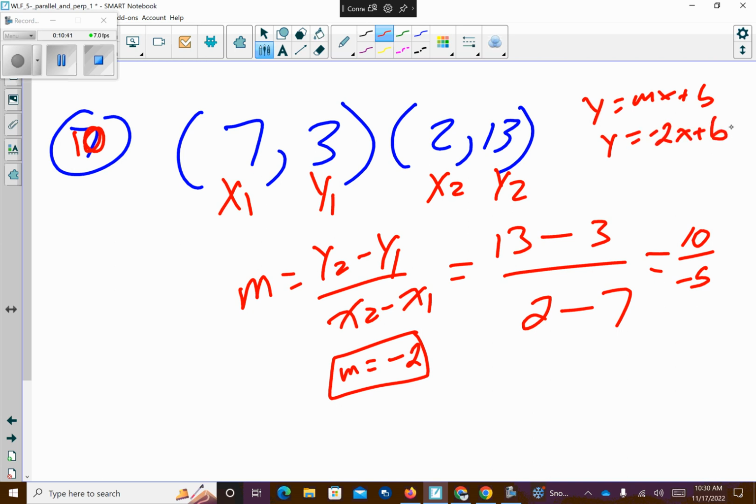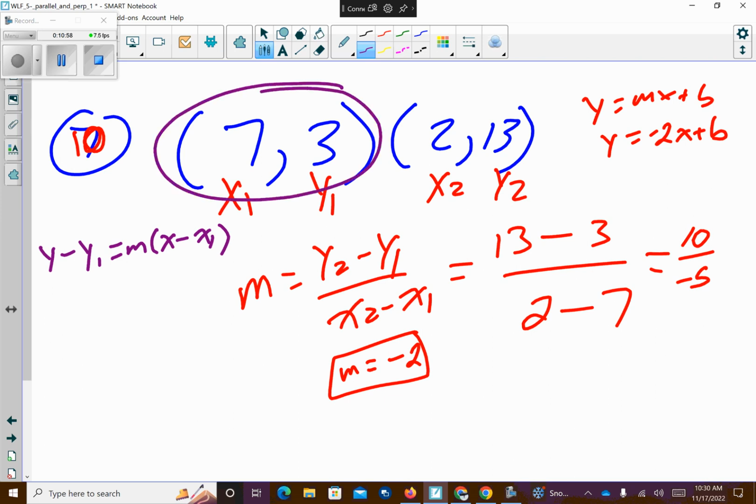Neither of those were the y-intercept, right? So we can't do the go-to. So I'm going to go y minus y1 equals m times x minus x1. I'm going to pick one of the points. I'll pick this one. The answer's still going to be the same either way. So I get y minus 3, slope is negative 2, times x minus 7.